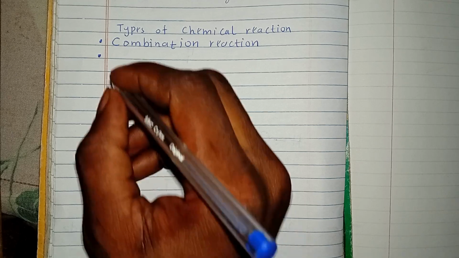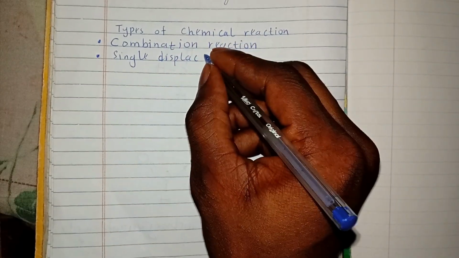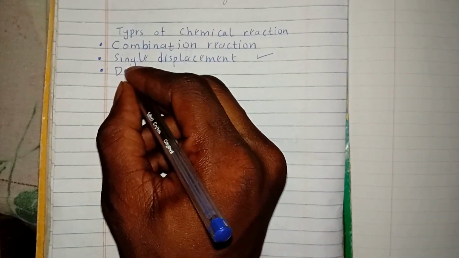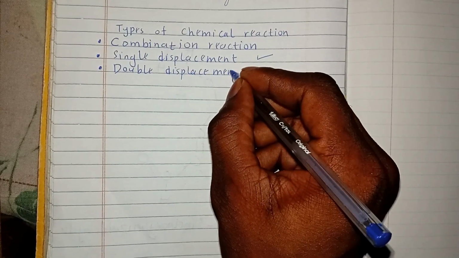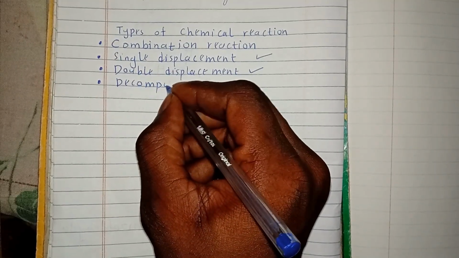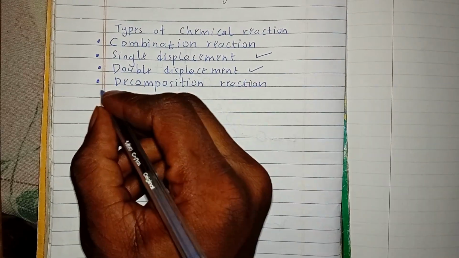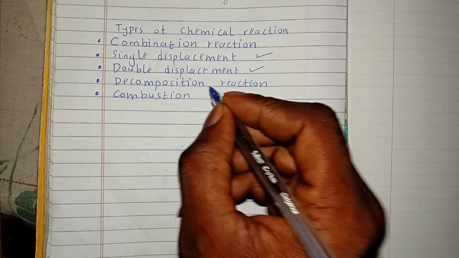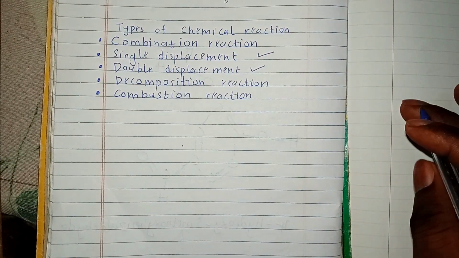We have the combination reaction, the single displacement reaction, we have the double displacement reaction, we also have the decomposition reaction, and the last one, combustion reaction. So today we are going to be talking about all of these core types of reactions.